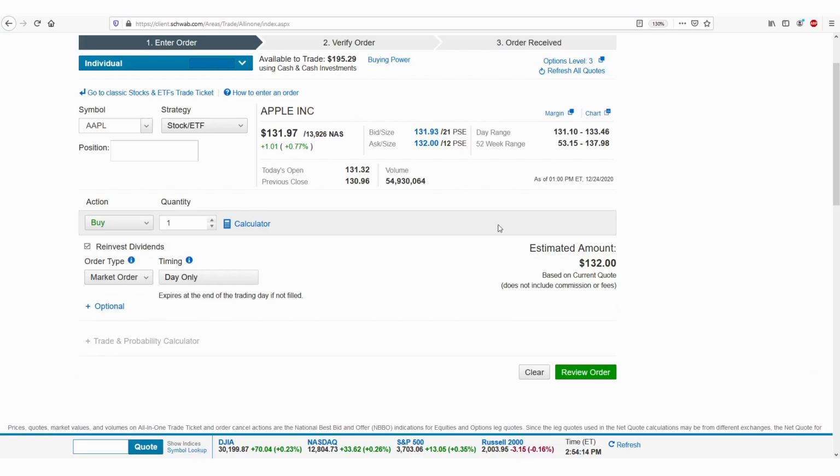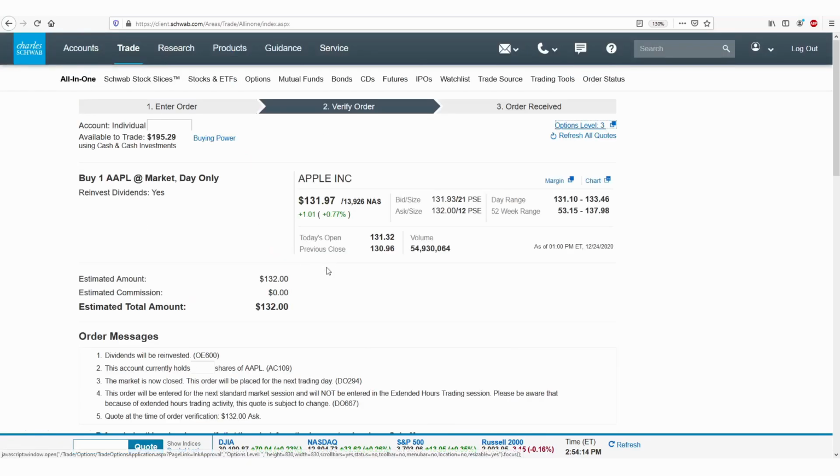Let's go ahead and do a buy quantity of 1 for a market order and day only. This gives us an estimated amount of $132. We'll hit review order, and it'll bring us to the next page to verify the order we had entered. It's saying that we're going to be buying 1 Apple share at market for a day only. We're going to be reinvesting our dividends, and that's correct.